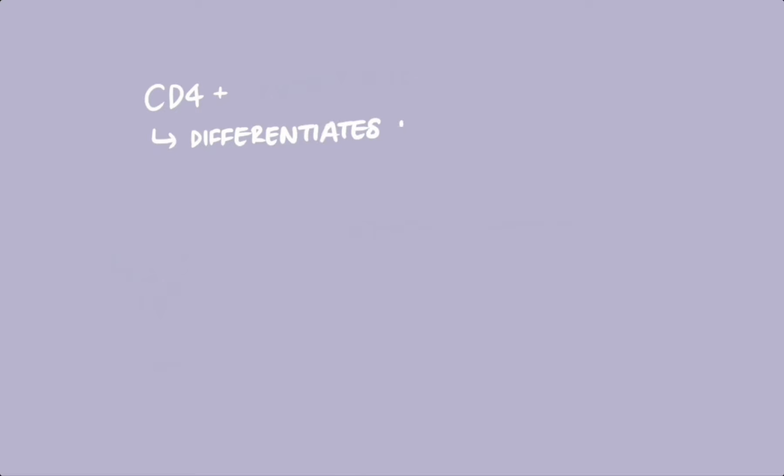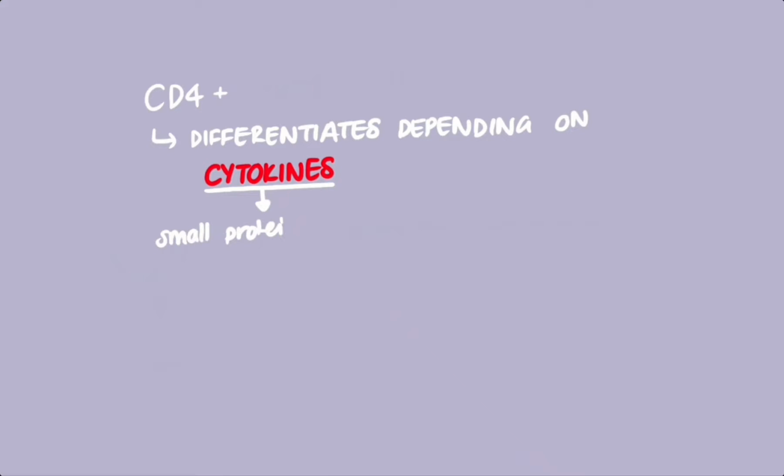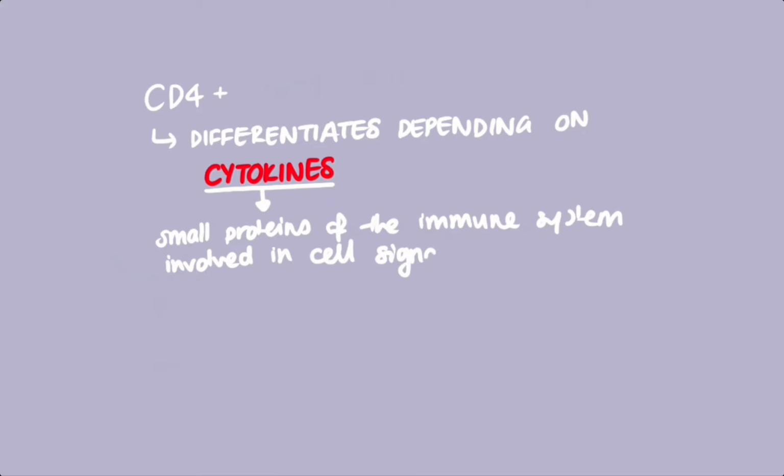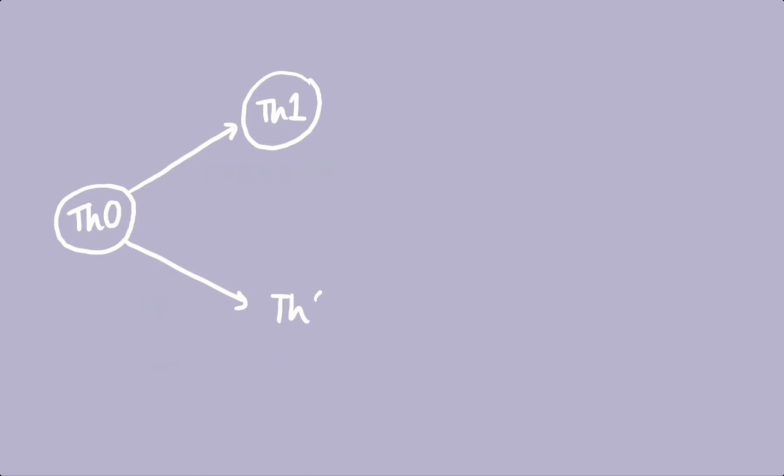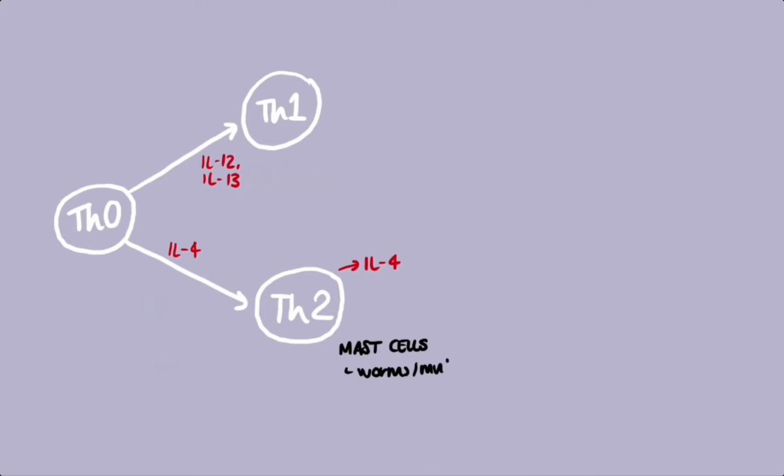CD4 cells, they differentiate into various types of effector T cells depending on the cytokines present. And in case you didn't know, cytokines are basically just small proteins of the immune system involved in cell signaling. So there's 2 pathways it could go down. In the presence of IL-12 and IL-13, both examples of cytokines, it differentiates into a Th1 cell. In the presence of IL-4, it differentiates into a Th2 cell, which also produces IL-4.